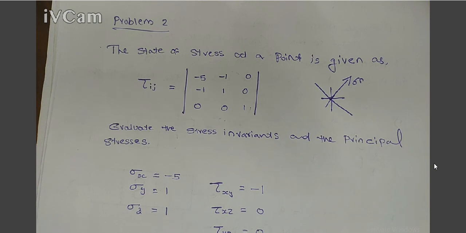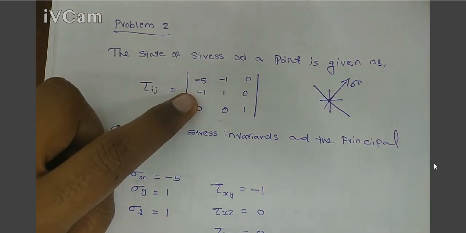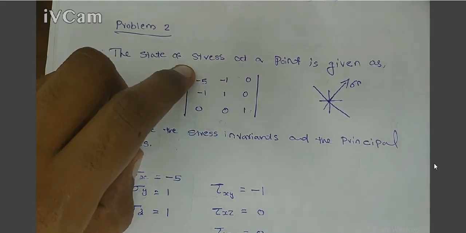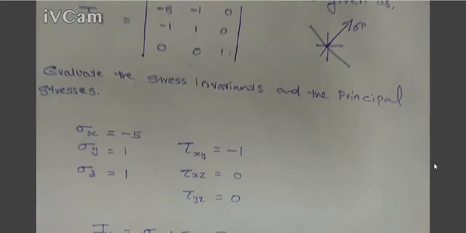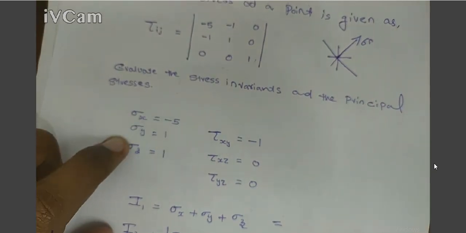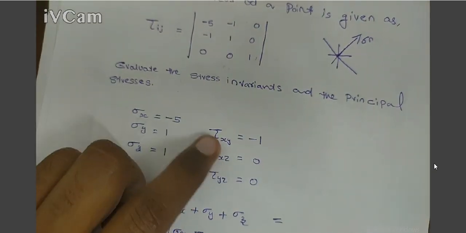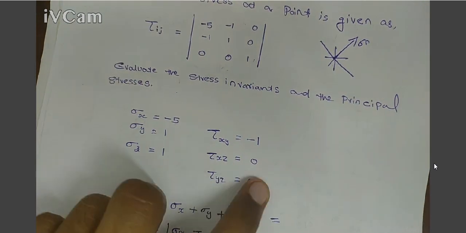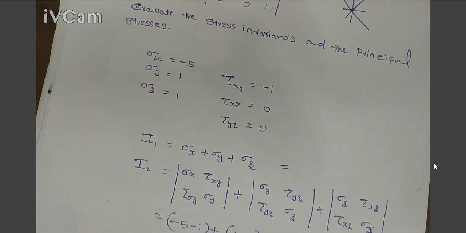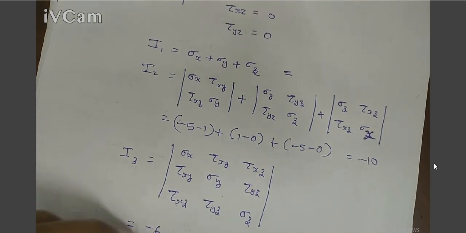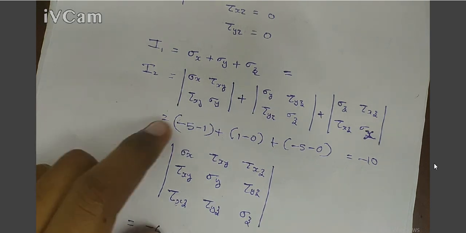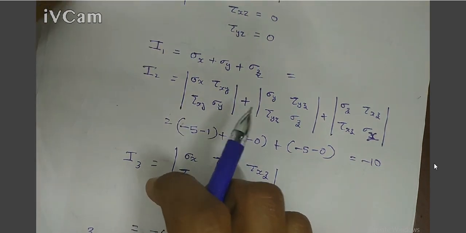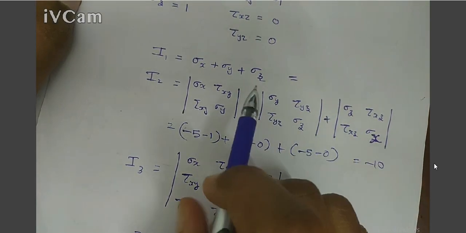Okay, from this matrix we already studied the stress tensor. The diagonal terms are sigma x, sigma y, sigma z, so we can directly write these 3 terms, then tau xy, tau yz and tau zx are the remaining terms. So we can identify these terms from the matrix and we know the equation of the invariants. The first invariant is sigma x plus sigma y plus sigma z. The second and third stress invariants can also be written in matrix form.